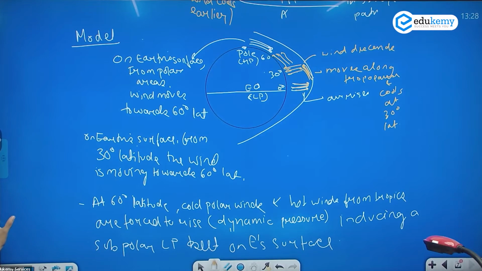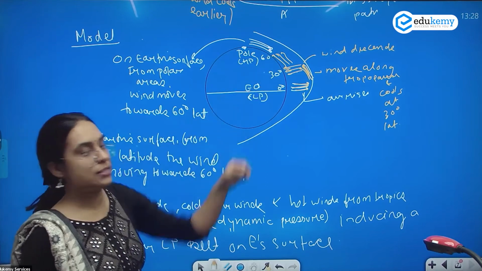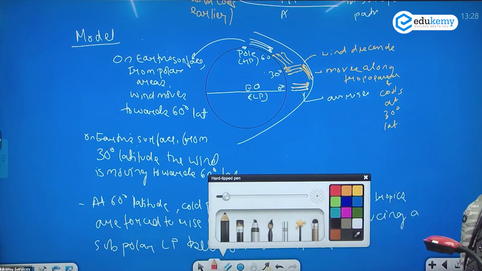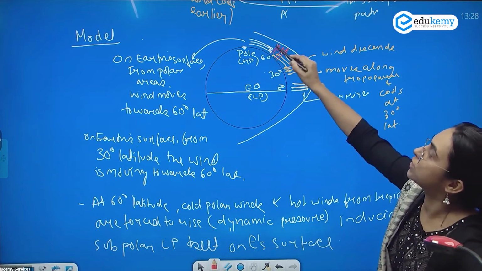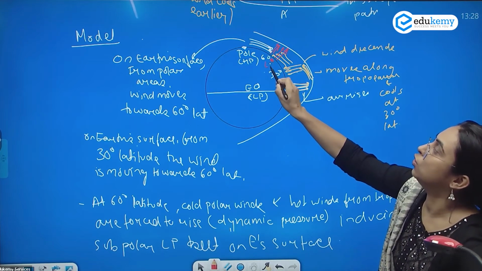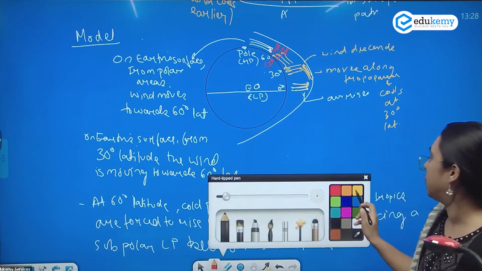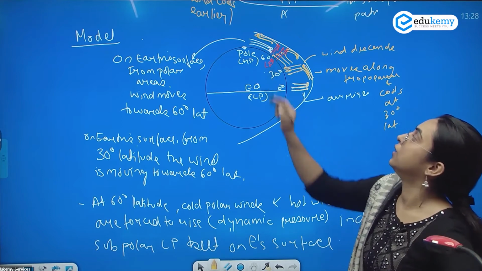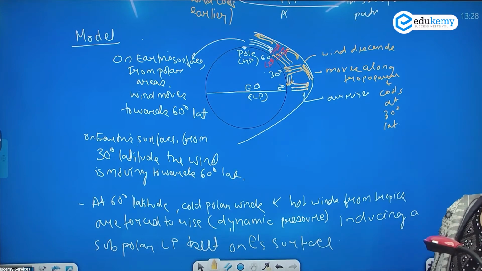At 60 degree latitude, the cold polar winds and the hot tropical winds are forced to rise. वो खुद नहीं उठ रहे हैं बिकॉज बहुत ठंडी है या गर्म है. They are forced to rise. As they are forced to rise, here you will have a low pressure, a subpolar low pressure. And then एक बार उठने के बाद they will complete the cell. ये जो wind है जो ट्रॉपिक से आई है वो इक्वेटर की तरफ भी जाएगी, दोनों तरफ जाएगी, यहाँ पे भी और यहाँ पे भी.